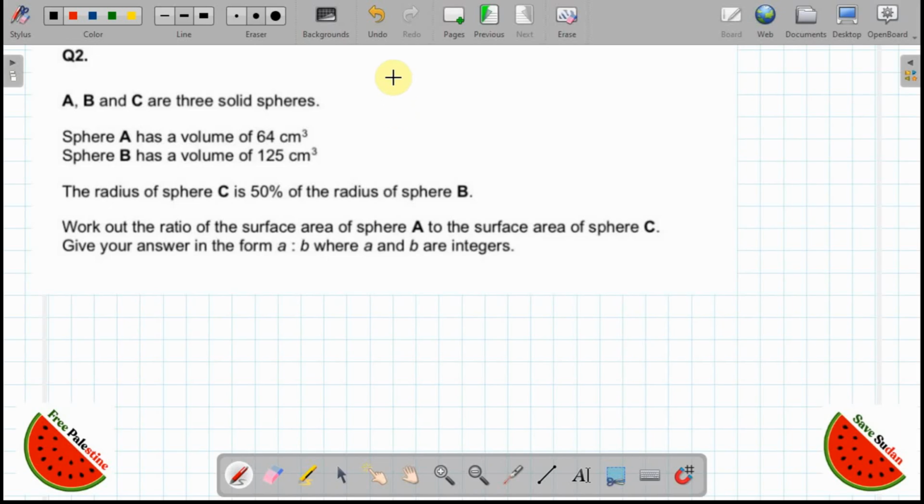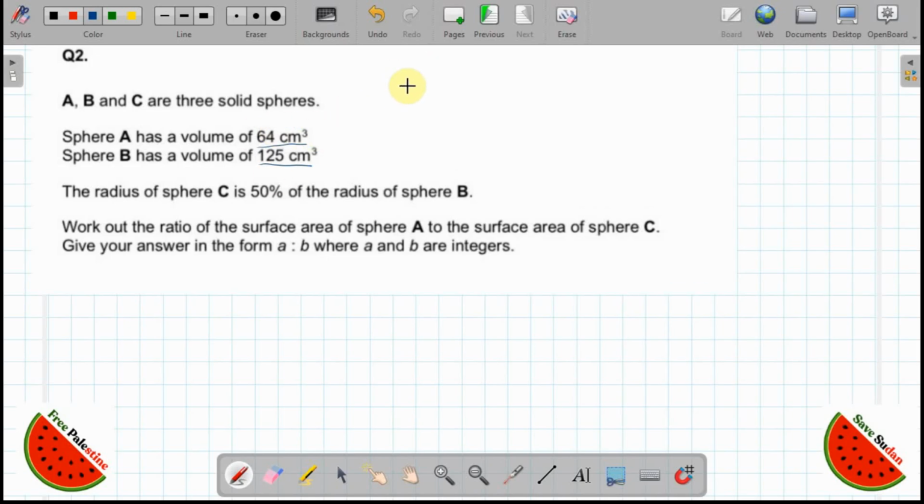Let's get started. The question states A, B and C are three solid spheres. Sphere A has a volume of 64 centimeter cubed and sphere B has a volume of 125 centimeter cubed. So I'm going to pause over there. In this part of the question, it's giving me the two volumes. So at this point I pause and I then find the scale factor of the volume for these two shapes.